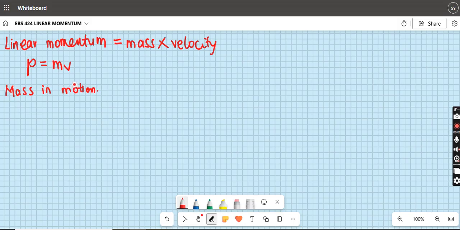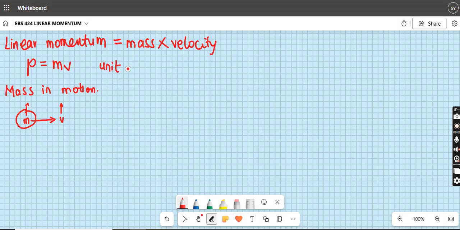Now, any object with momentum is hard to stop. So if we have a mass which is moving at a given velocity, it is hard for it to stop, because the greater the mass or the greater the velocity, you realize that it will be hard to stop, because the momentum will also be what? Greater. Now, momentum is a vector quantity and it has a unit.